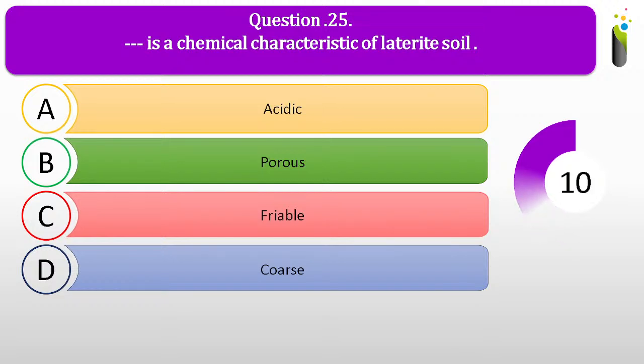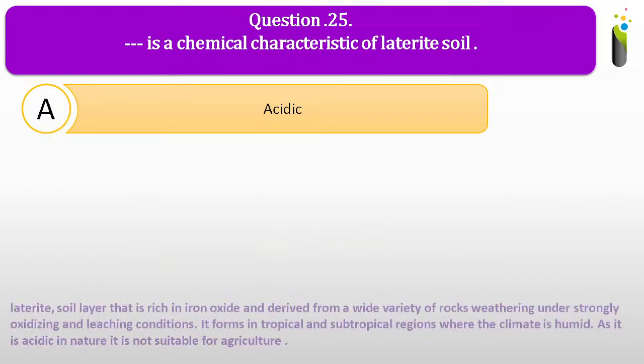And the correct answer for this question is A. Acidic. Acidic is a chemical characteristic of laterite soil. So many of the students have got it right. Delia right, Jatinder Singh correct, Kavya correct.